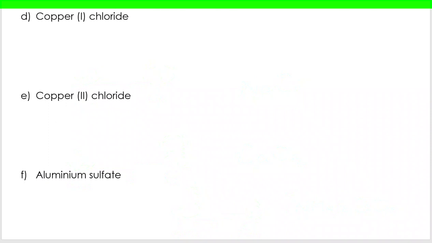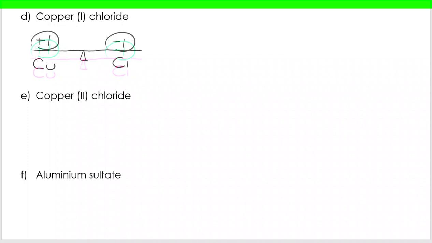On to the next one. Copper(I) chloride. You have got to remember with transition metals, the Roman numeral tells us the positive charge on the metal that precedes it. So copper and chlorine, I have +1 and chloride is -1 because it's in group 7. I don't need to do any more balancing on the seesaw. I need 1 of each, so it's CuCl.